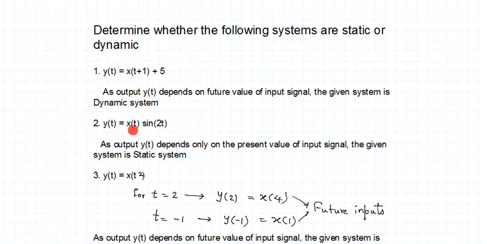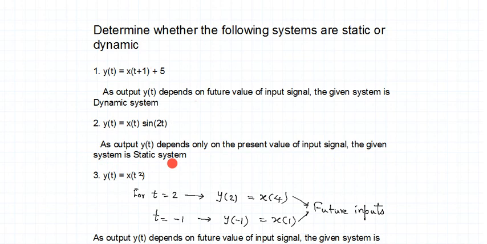So we see that y of t is a function of x of t alone. y of t is entirely dependent on the present value of the input alone. There is no past or future term associated with the input. Hence you call this system a static system. As output y of t depends only on the present value of the input signal, the given system is a static system. This is how you would justify the statement.